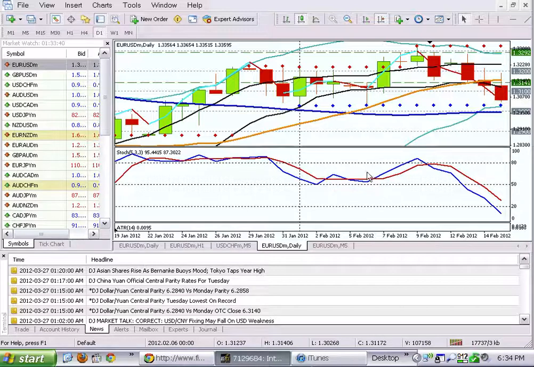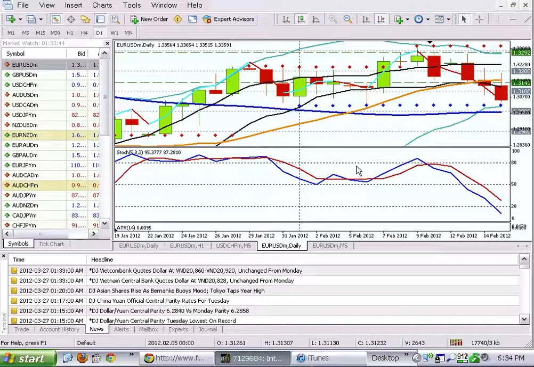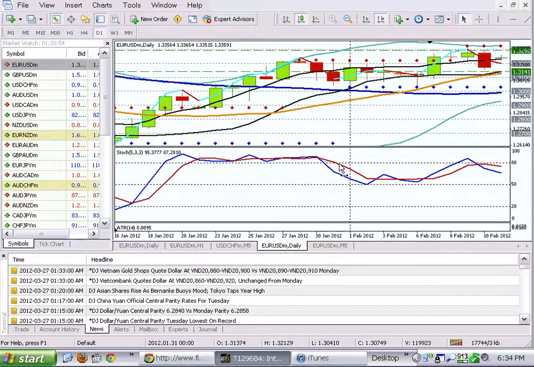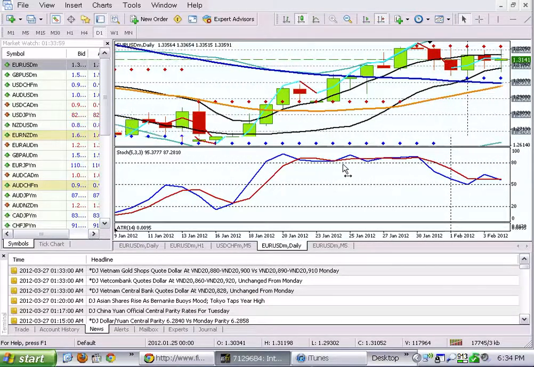Now with the stochastics, again, I don't trade off of it. I use it as maybe like a confirmation signal. So I just wanted to show a couple examples here so you can see what I mean. It'll help prevent false signals. So let's do this right here.